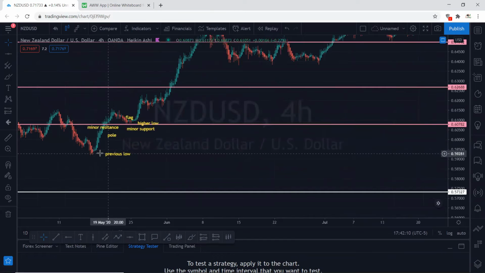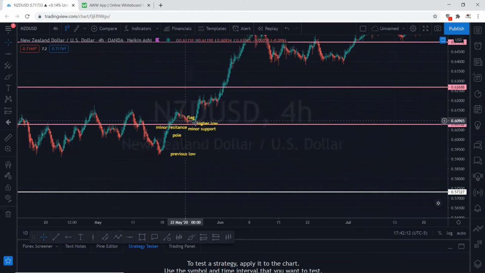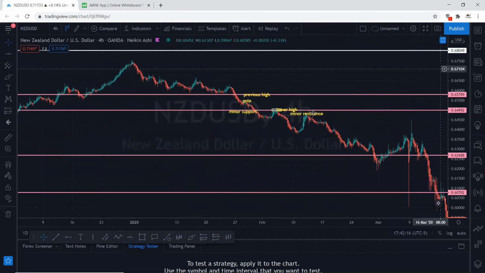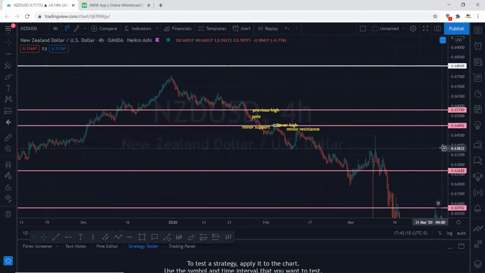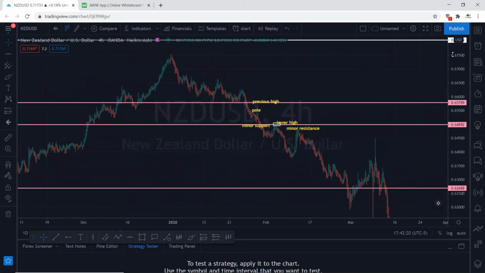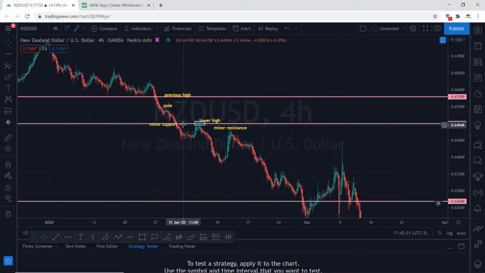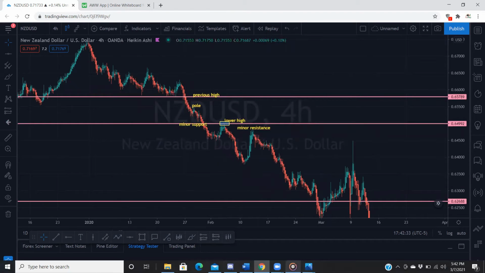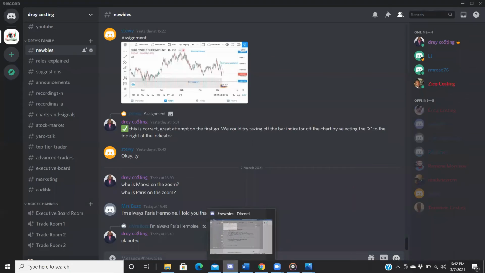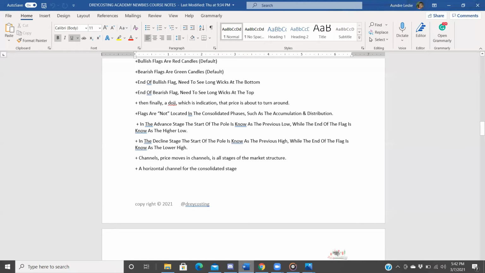See right here, this is the pole. The start of the pole is the previous low, and the end of the flag is the higher low. Same thing right here. The start of the pole is the previous high, and then the end of the flag is the lower high. That's all I'm saying. Pretty straightforward.